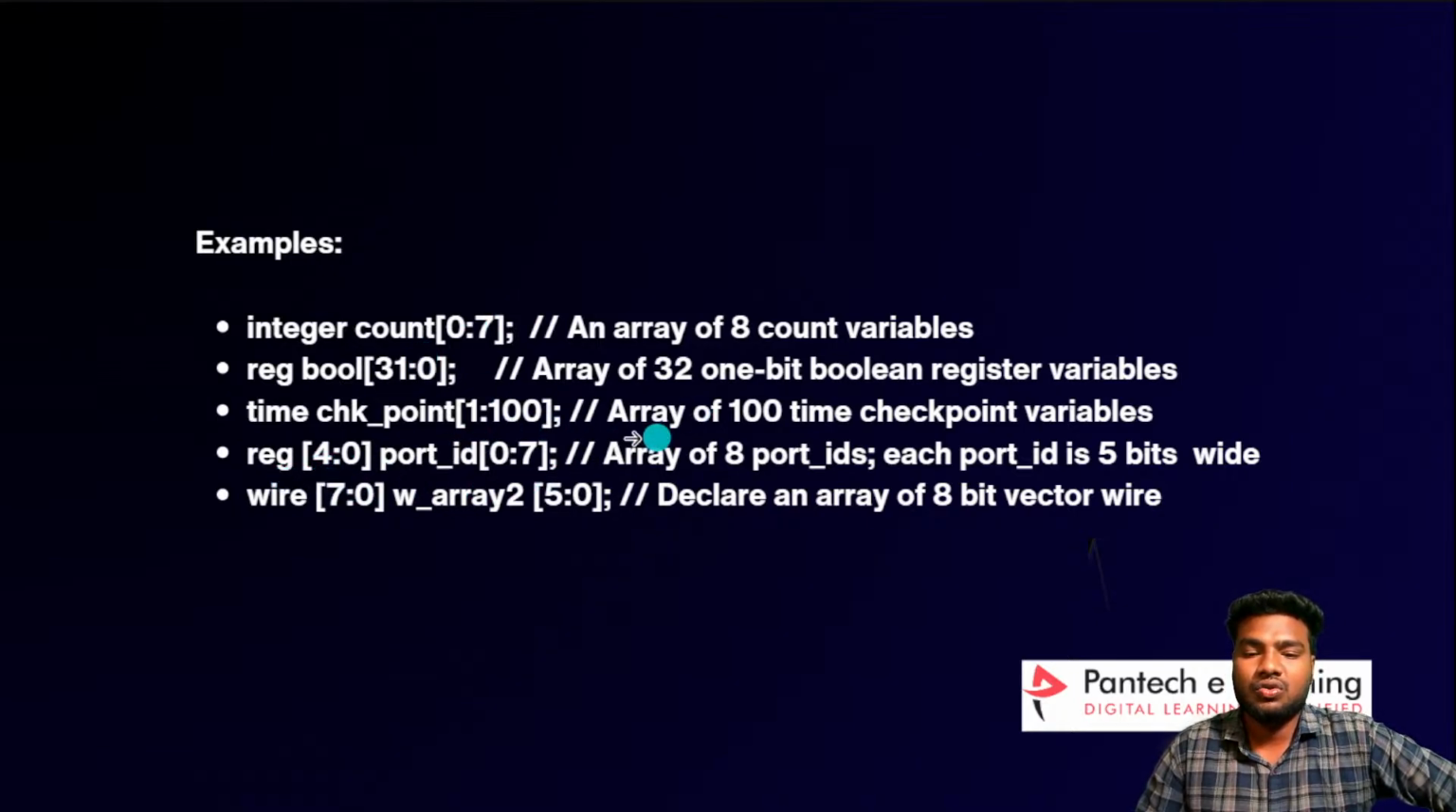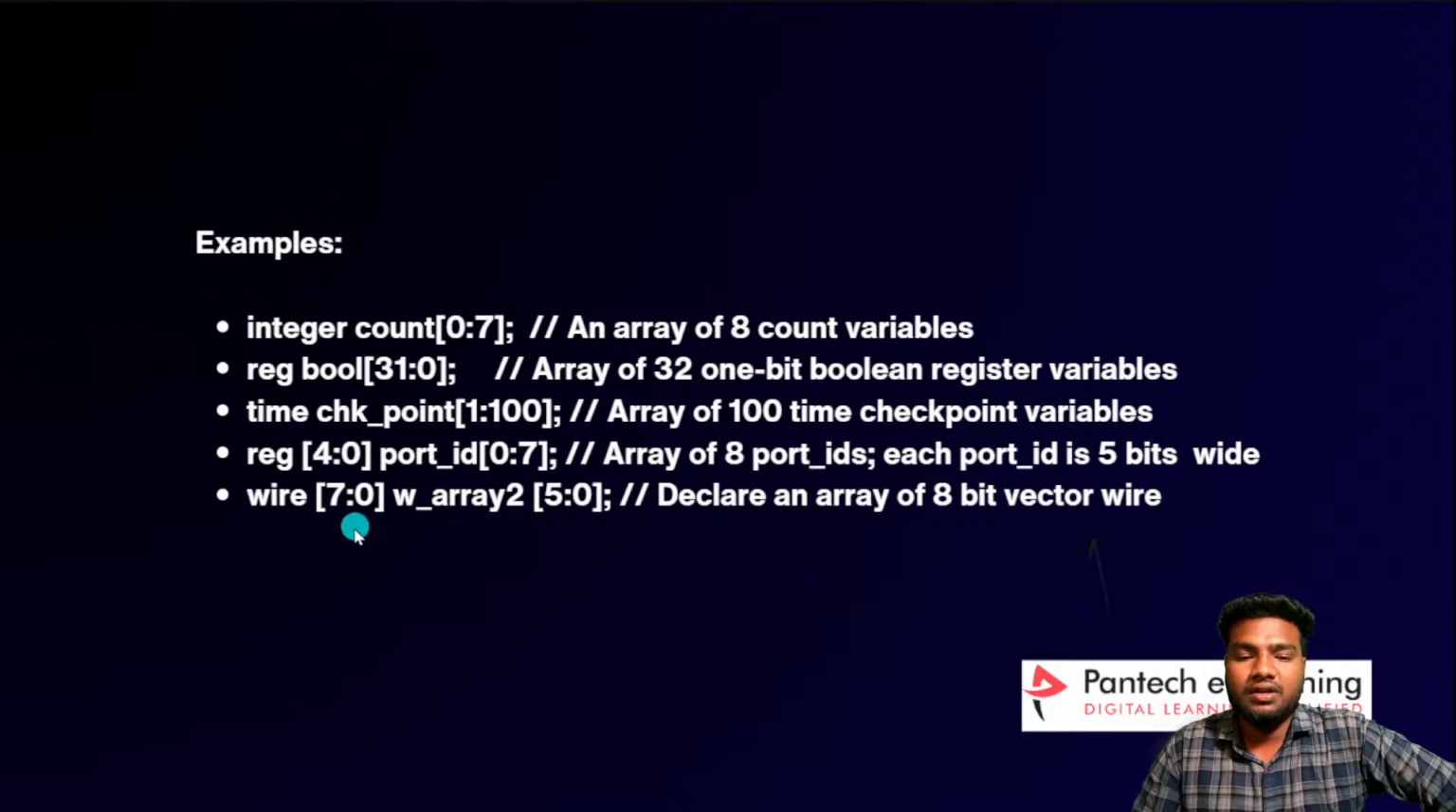And then reg: you can see this is a 2-dimensional array. This is the data type, this is the variable name, and this refers to the width, and this refers to the depth. Sorry, it is 7 down to 0, which means it has 8 memory locations. In each memory location we can store 5 bits of data, using this declaration of an array.